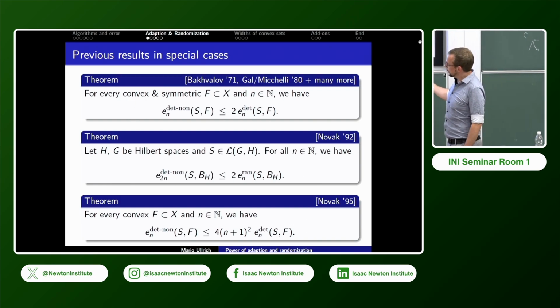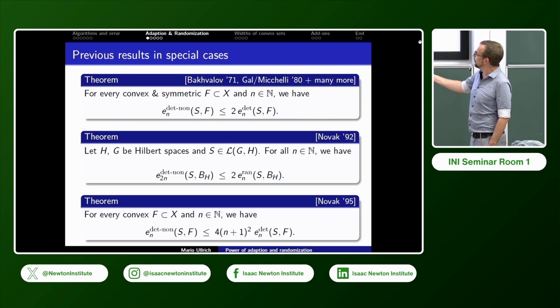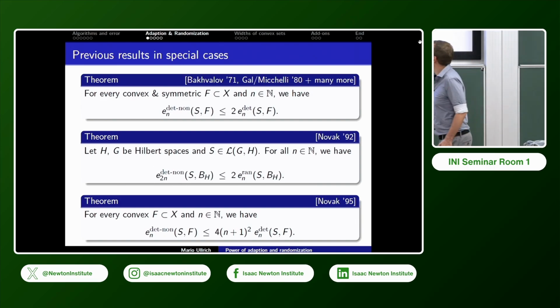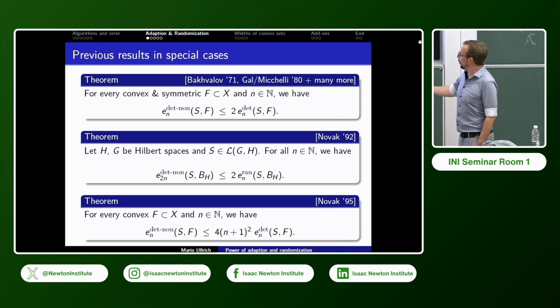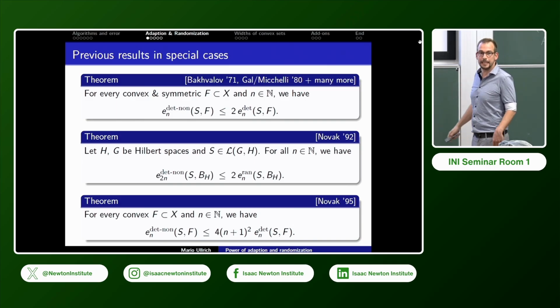And if you now go to the general situation, and general means not only general Banach spaces, but also removing the symmetric condition, just taking convex sets, you might think of approximation of monotone functions, for example, or positive functions. Just all your functions in your class are non-negative. Then this class is not symmetric, obviously. In this case, it was known that, again in a deterministic setting, non-adaptive deterministic algorithms have an error that is bounded by something like n squared times the adaptive one. So you lose at most a factor n squared if you have n data, when you go from adaptive to non-adaptive algorithms in a deterministic setting.